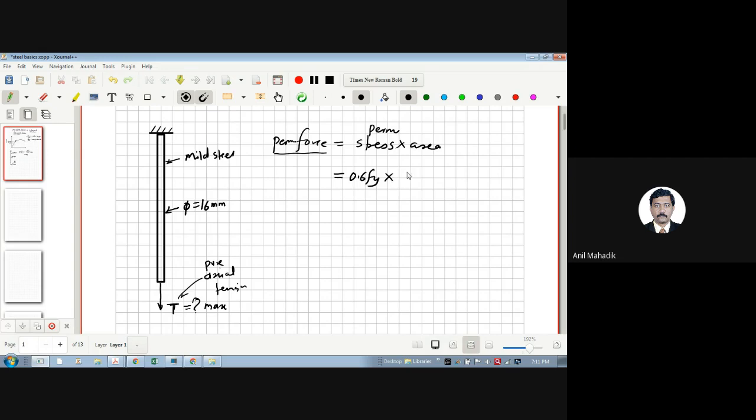So 0.6 into Fy, which is 250, into area of the bar, which is pi by 4 into 16 square. It will be something near about 150 into 200. How much will this be? Newton. That means 30 kilonewton, isn't it? So this can take a maximum tension of 30 kilonewton.